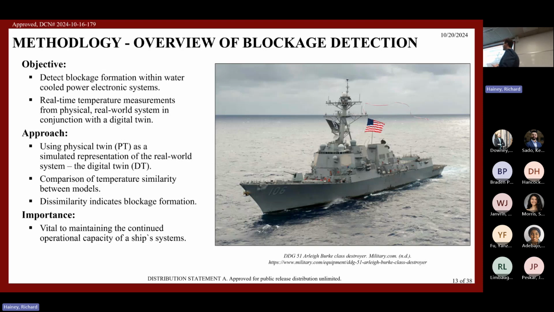I wanted to use physical twin technology to create a digital representation of our physical system, our power converters, and model the cooling systems of that converter system, and detect, say, losses of coolant and blockage within that system simply using the temperature change before and after the converter using thermocouples.